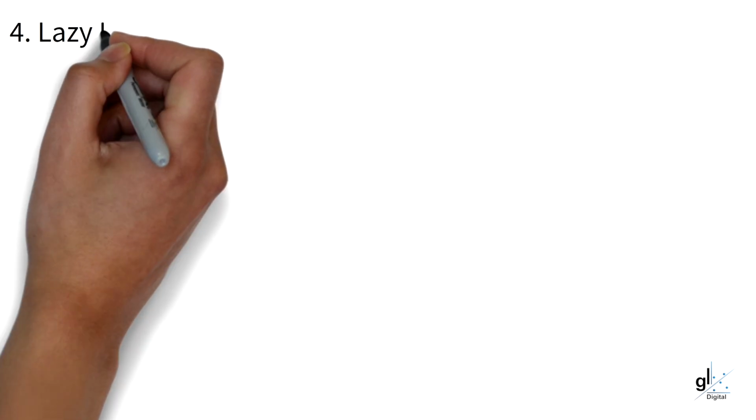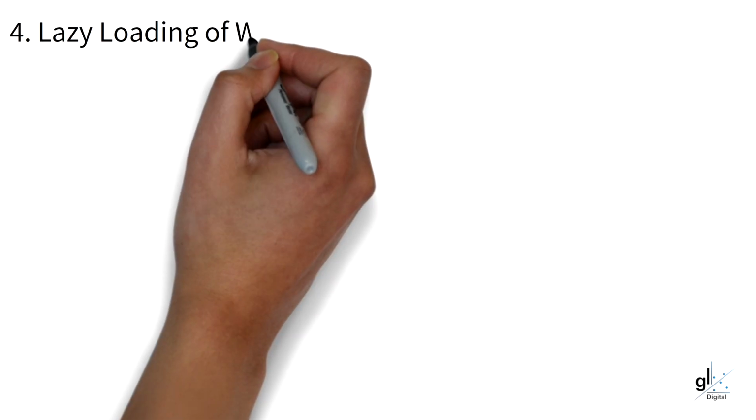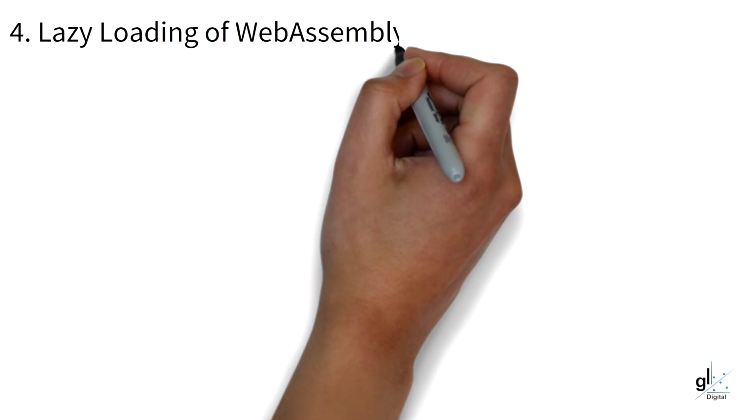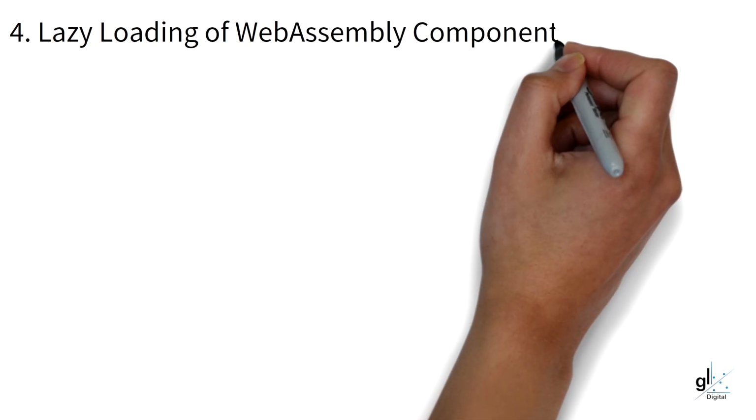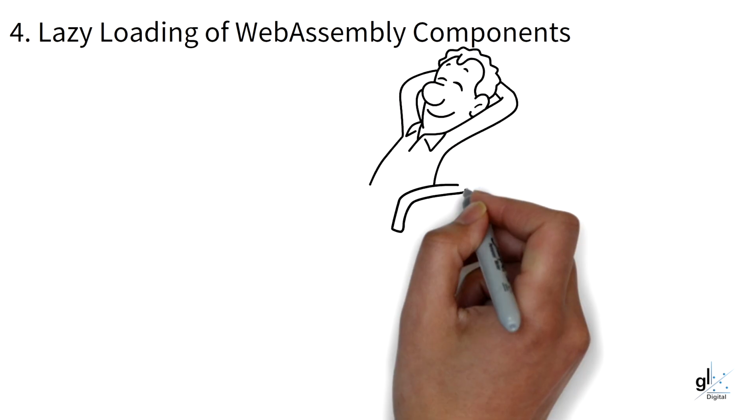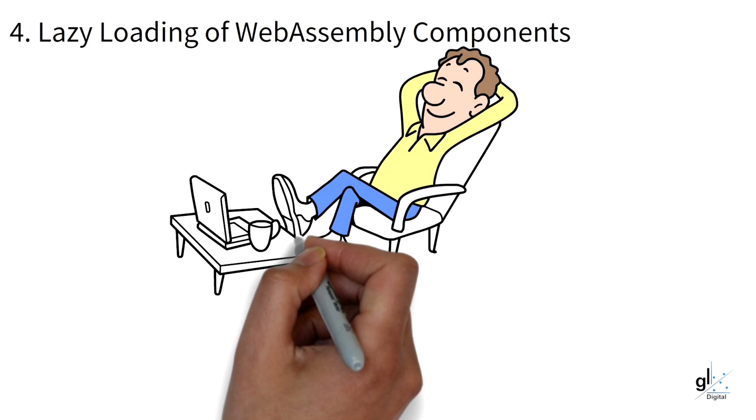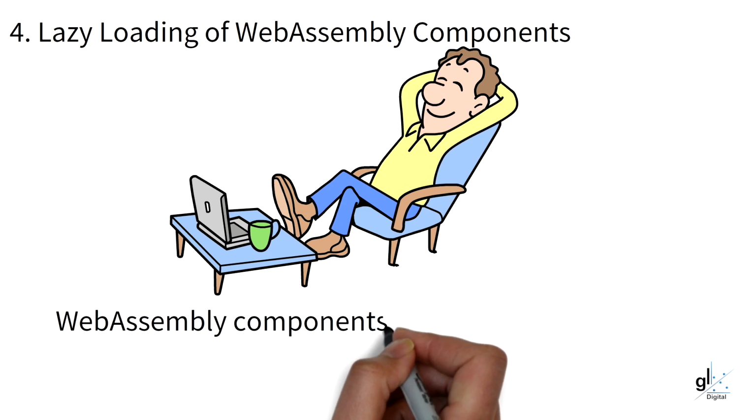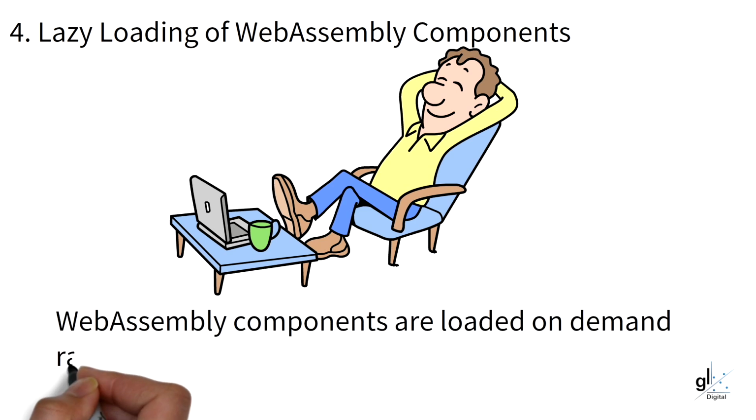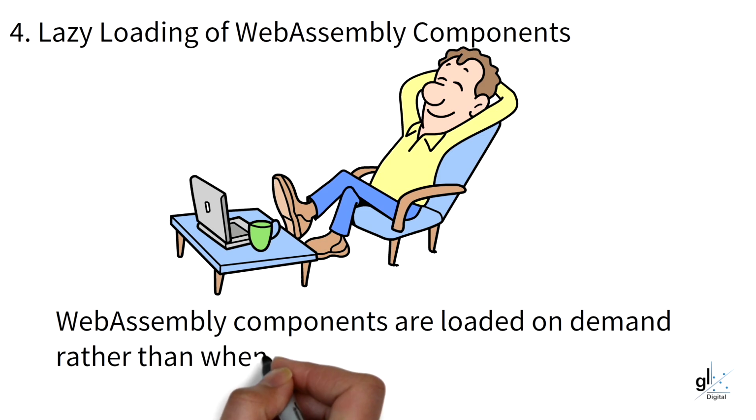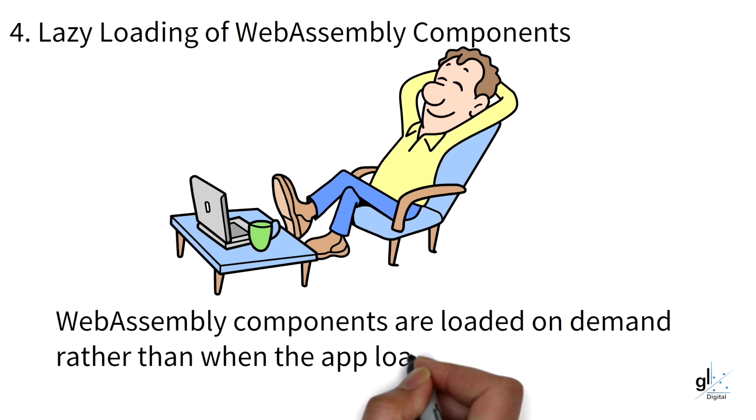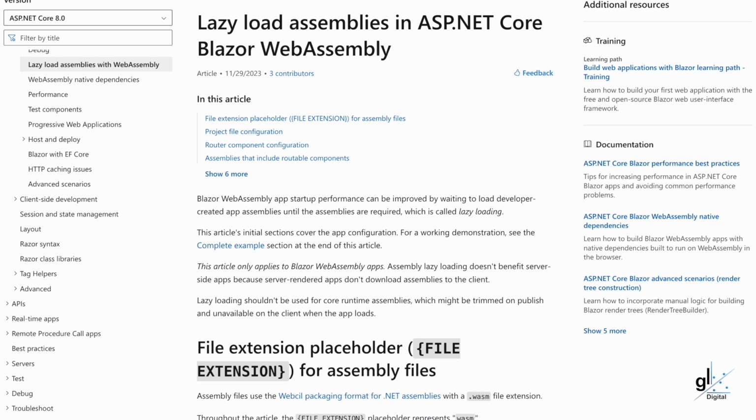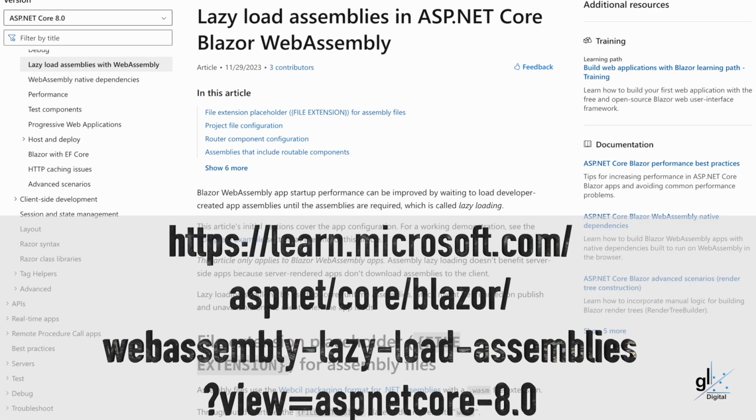Number 4, lazy loading of WebAssembly components. Lazy loading in Blazor WebAssembly components can be used to defer the downloading of assemblies until the routes pertaining to the relevant assembly components are requested by the end user. This helps to improve startup performance of large Blazor WebAssembly applications. Please read more details associated with lazy loading Blazor WebAssembly components at this URL on the Microsoft Learn platform.